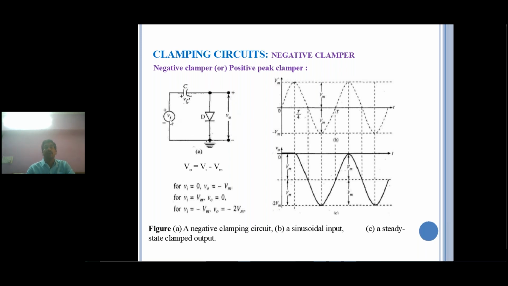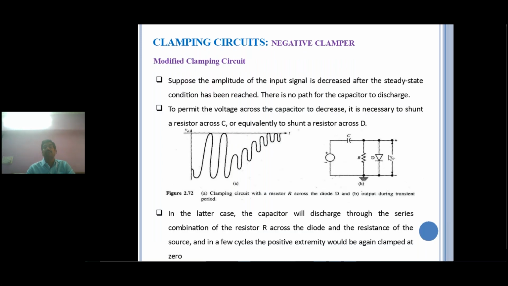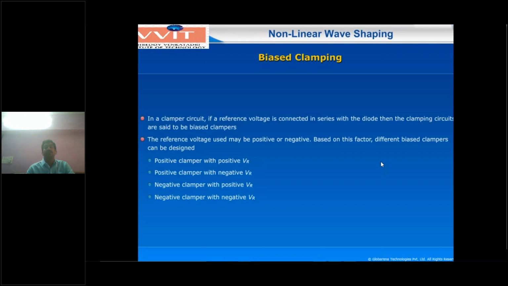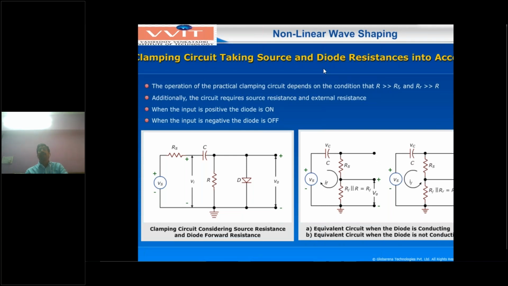Then what is the equivalent circuit? Now the input source resistance RS will be added here, and similarly one more resistor in the modified clamping circuit. Now the diode in forward bias condition has resistance RF, and in reverse bias condition resistance RR. Likewise, these are the equivalent circuits. Taking the source and diode resistance into consideration, this is the equivalent diagram. For this diagram, when the input is at positive peak, in forward bias condition, forward bias current IF flows through the circuit.